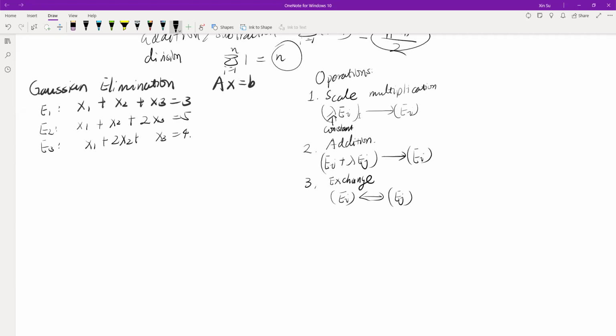And what's the goal? We are going to change the system of equations here to a lower triangular matrix or an upper right triangular matrix. And this is our goal. We want to change things to look like this, either lower triangular or upper right triangular.